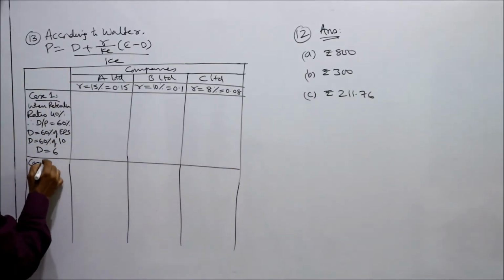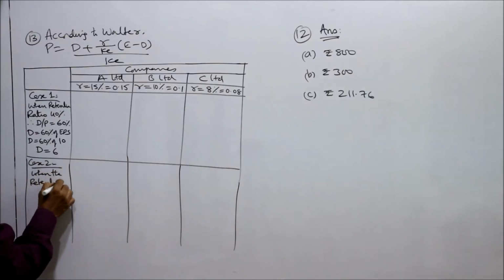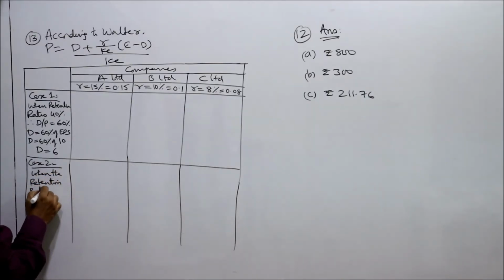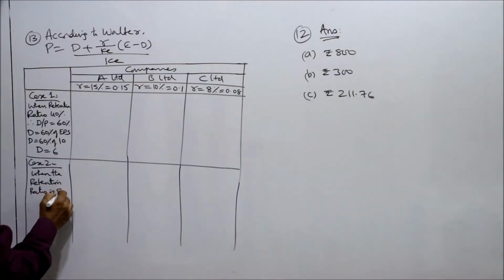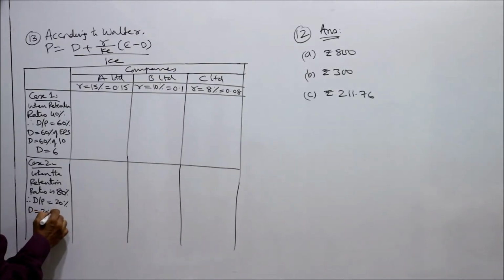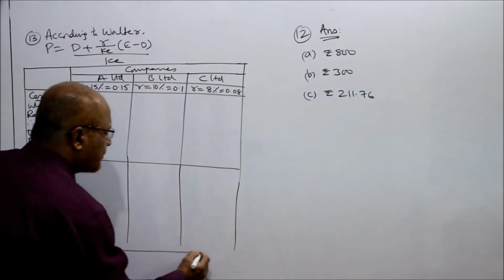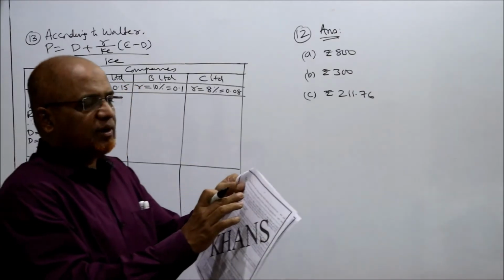Similarly, case 2. When the retention ratio is 80%, therefore DP ratio is equal to 20%. D is equal to 20% of 10. D is equal to 2. Only 2 cases. In the problem it is given only 2 cases.